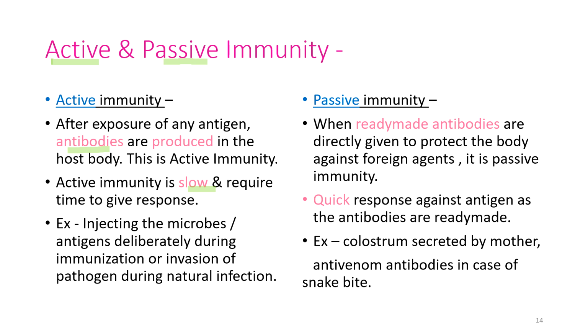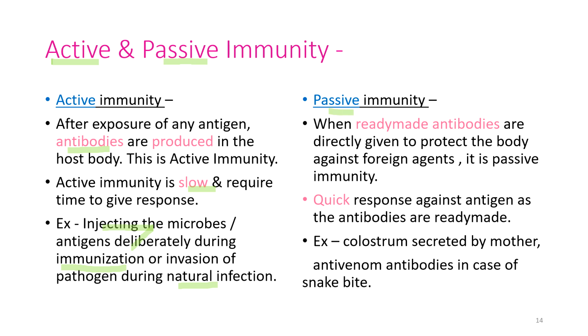As examples of active immunity, injecting microbes or antigens deliberately during immunization or vaccination is a type of active immunity. Or invasion of a pathogen during natural infection is also active immunity, because antibodies are actively produced against antigens in this type. But what happens in passive immunity?